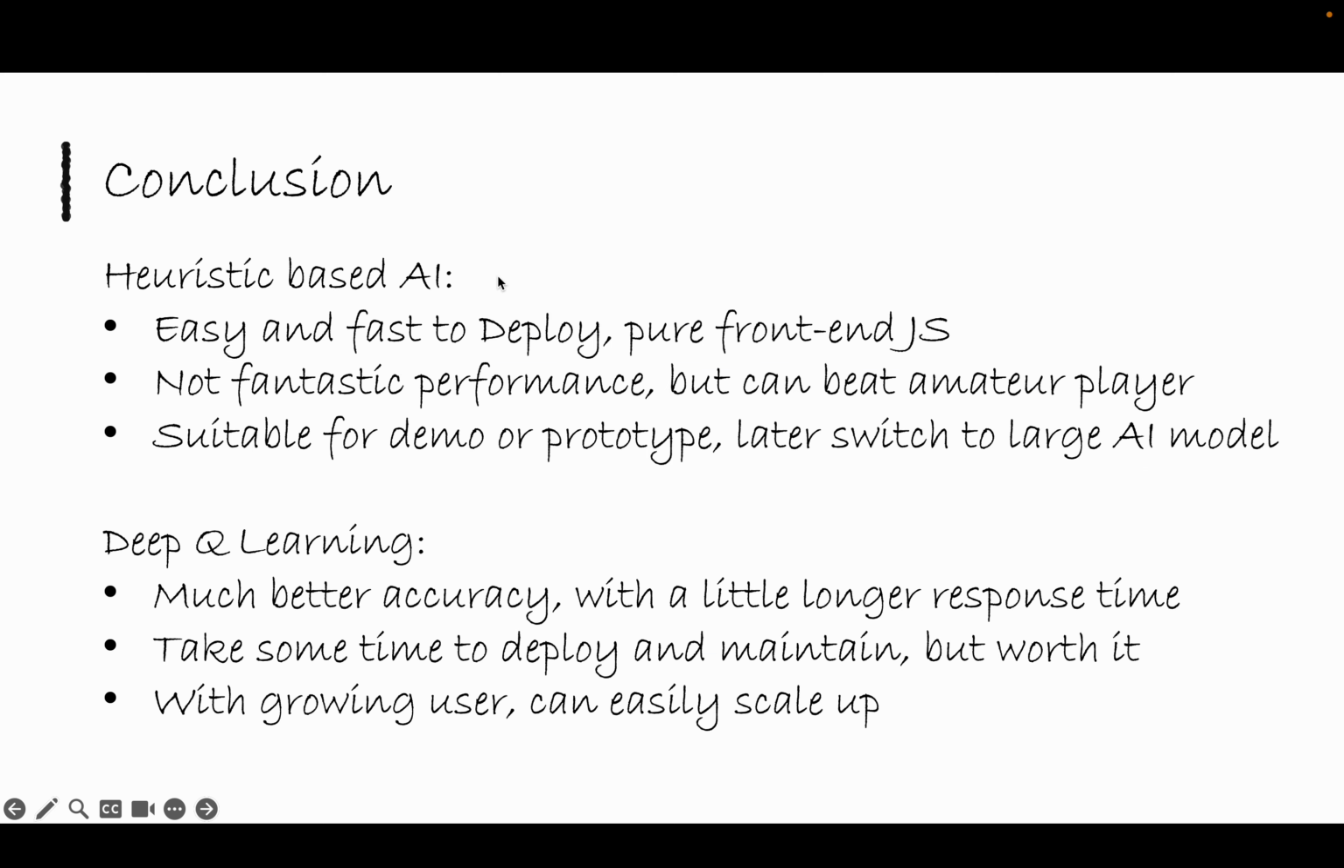So here comes our conclusion. For heuristic-based AI, it's easy and fast to deploy since it is purely embedded in the front end, and the performance is not that good, but like we just said, it can beat an amateur player, and it's suitable for a demo or prototype, and we can later change to a larger AI model like deep Q-learning. Deep Q-learning has much better accuracy and performance, but it comes with a slightly longer response time because we have to go through the network to get the result, and it also takes a lot more time to deploy and maintain. But I think it's worth it.